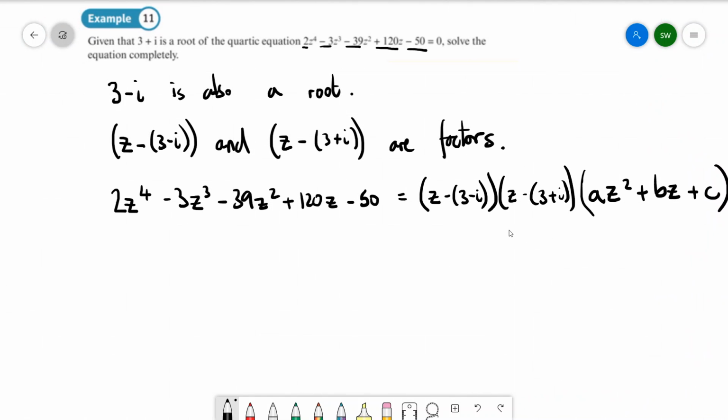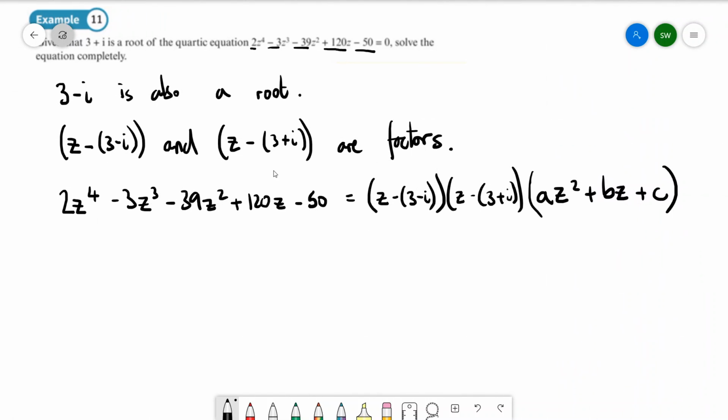And notice that if you're not sure why you know that these are factors, just try it. If you substitute in this root 3 minus i into these values of z here, then you can see that this bracket is going to go to 0, because you're going to have 3 minus i and then minus 3 minus i, which is 0. Similarly, if you substitute in 3 plus i into this bracket, then you get 0. So you know that these two must be factors.